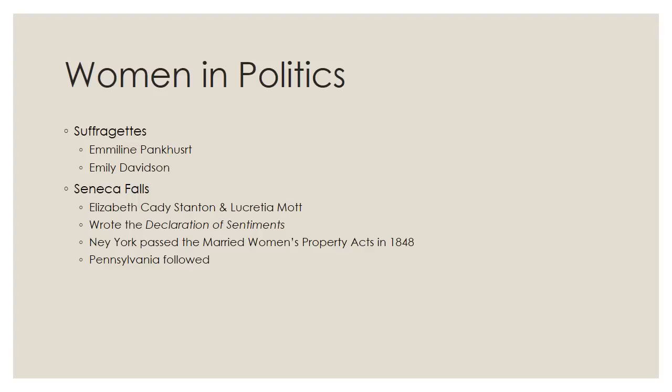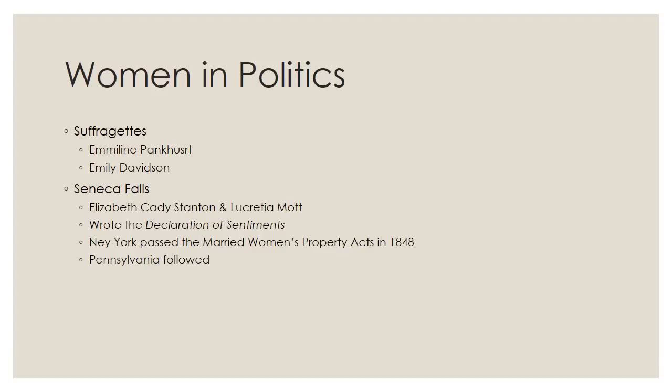Seneca Falls was in the United States, and it was founded by Elizabeth Cady Stanton and Lucretia Mott, and basically it was a convention. And at the end of the convention, they published the Declaration of Sentiments. The Declaration of Sentiments was a list of, hey, this is what women want. What Elizabeth Cady Stanton was trying to say was that it's not that women were unequal, it's that we've become unequal as a result of lack of education.